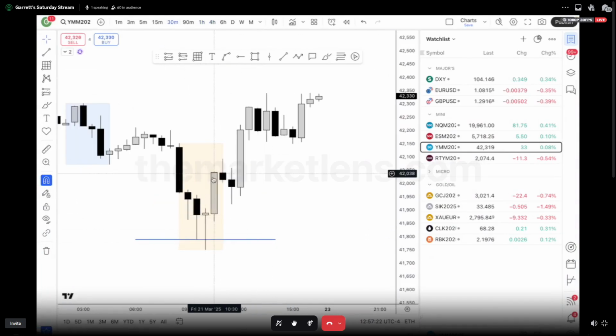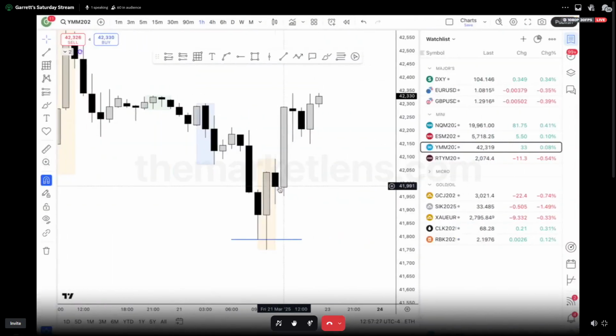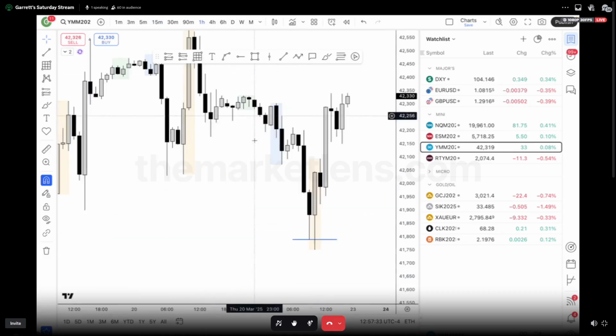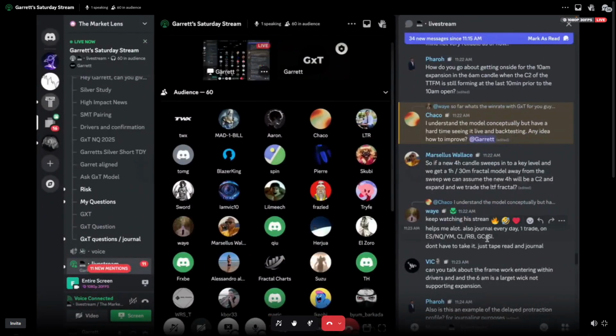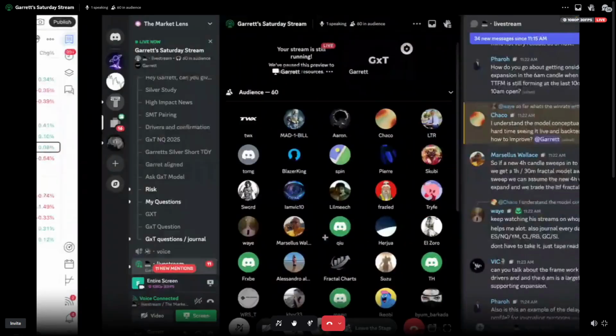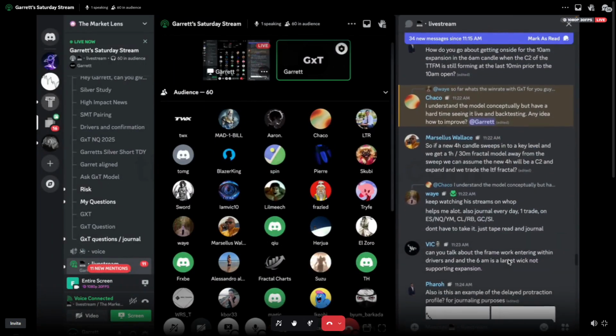A 30-minute and a 5-minute, or an hourly, sorry. And you can trade within lower time frame fractal models. So here's a 15-minute that's supported by an hourly candle and a 4 hour candle with a reversal candle profile. This is in my course, how to trade this. Keep watching streams on WAP, helps a lot.